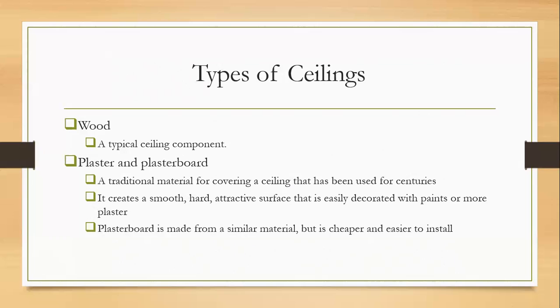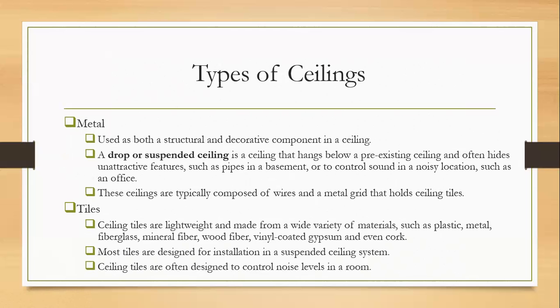Plasterboard is similar to plaster, except that it's essentially prefabricated. It's also cheaper and easier to install. Ceilings can also be made up of metal. In particular, for example, some aspects of the metal inclusion in ceiling would be for drop ceilings. So where you may have tile ceilings, for example, your tiles can be made up of all types of materials. You will have usually a metal grid upon which you would secure the ceiling tiles.